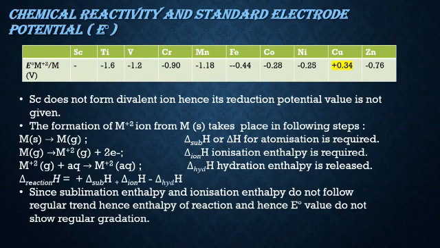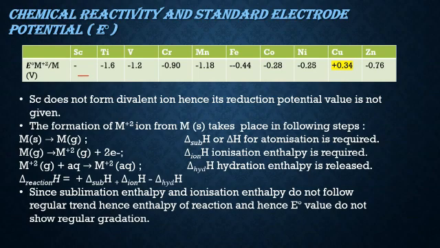Now first I am starting with chemical reactivity and standard electrode potential. In the table you can see the values of the first transition series, that is the 3d series, the standard electrode potential, that is M plus 2 and M. From this series, the first point is that the value for scandium is not given. The reason is that scandium does not form a divalent ion, hence its reduction potential value is not given in the table.